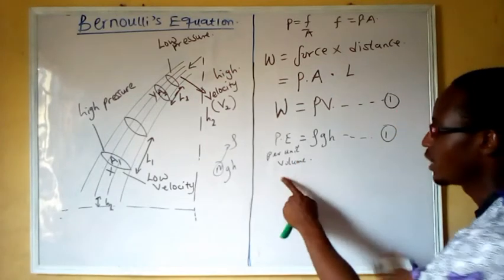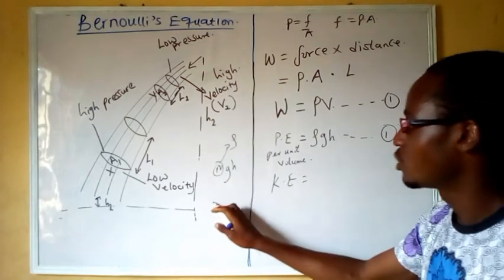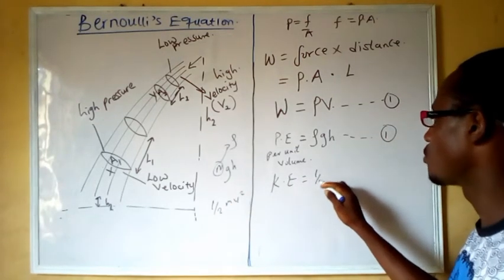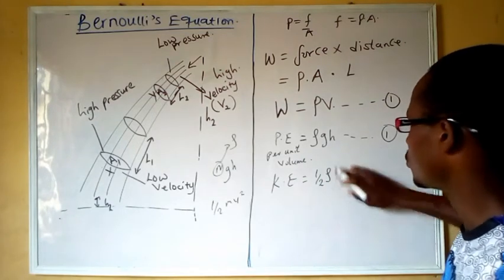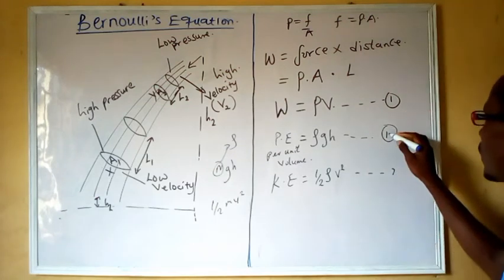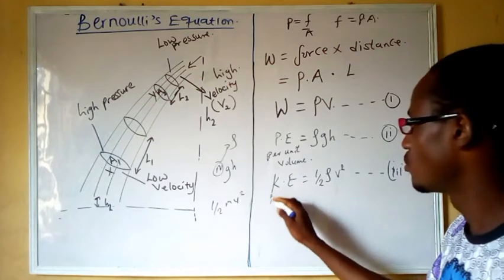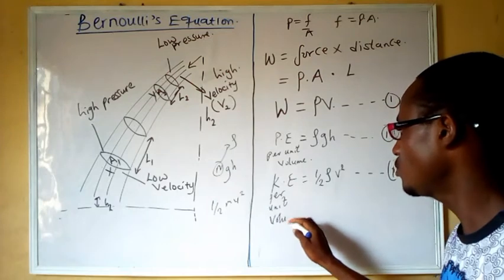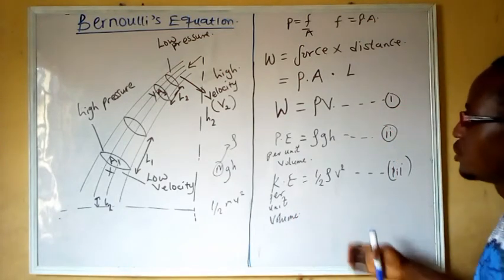Then the kinetic energy per unit volume, which ordinarily is supposed to be half mv squared, will now be half rho v squared. So this is the kinetic energy per unit volume of such liquid.